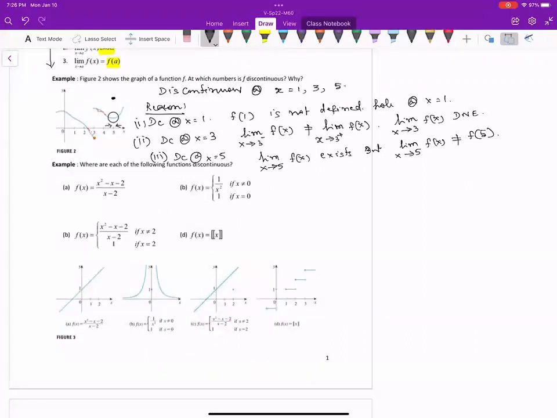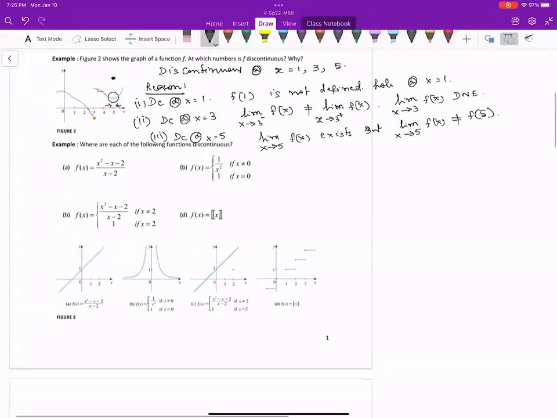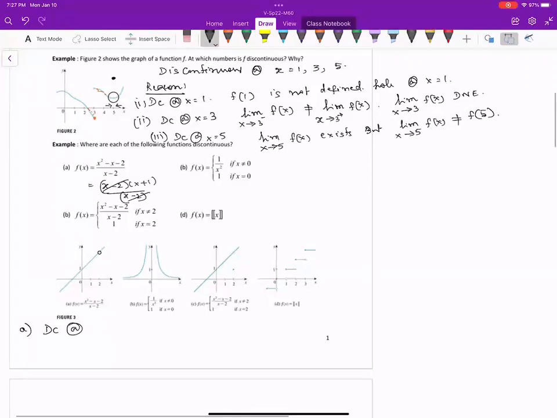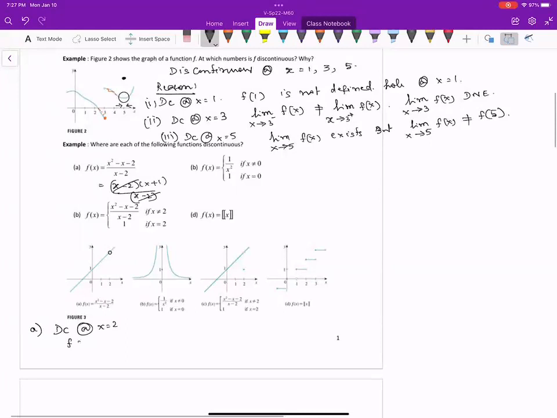Where are each of the following functions discontinuous? For A, the figure is already given to you. It's x squared minus x minus 2 over x minus 2, that is, x minus 2 times x plus 1 over x minus 2. So you're canceling that x minus 2. That means there is a hole at x equal to 2. This clearly tells us it is discontinuous at 2. The reason is f of 2 is undefined. There is a hole there.